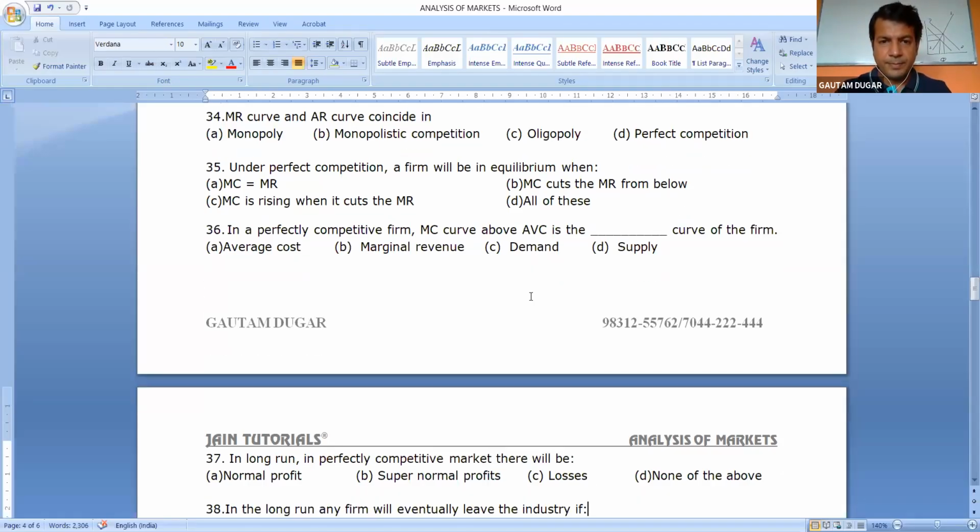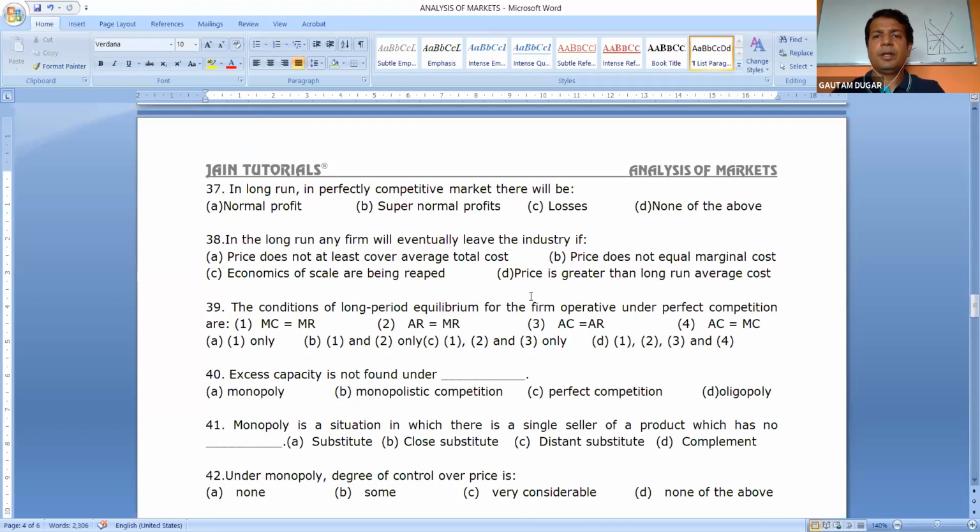37. In the long run, in a perfectly competitive market, there will be only normal profits. No, Vinayak, that is true only for the short run, because in the long run we don't have any concept of variable costs. All the costs are variable. So in the long run, in a perfectly competitive market, there will be only normal profits. So that's A.